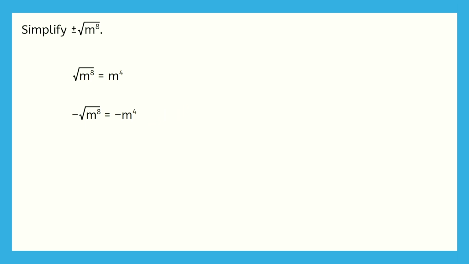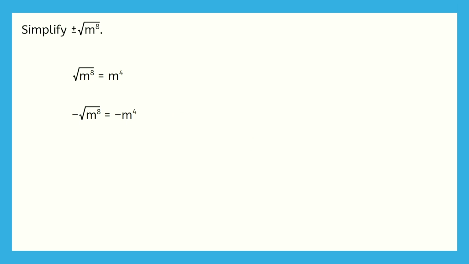So let's double check that our negative root is correct by multiplying it out. It's just like multiplying two negative numbers together. We ignore the signs and multiply the variables. M to the 4th times m to the 4th is m to the 8th. Then apply the correct sign. Negative times negative is positive. So we still get positive m to the 8th.